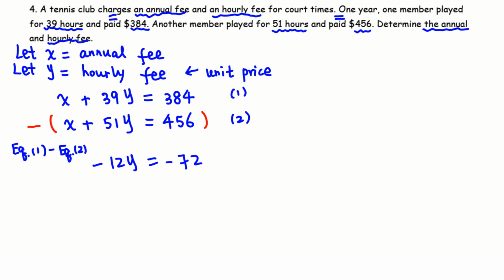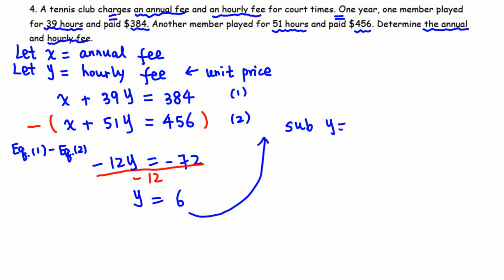Then in order to solve for y, we move the negative 12 to the other side by doing the opposite operation. This is multiplication, so the opposite operation is division. Negative 12 divided by negative 12 is positive 1. Negative 72 divided by negative 12 gives you 6. So y equals 6. Then we are going to sub y equals 6 into one of the equations, and they will give you the same answer.